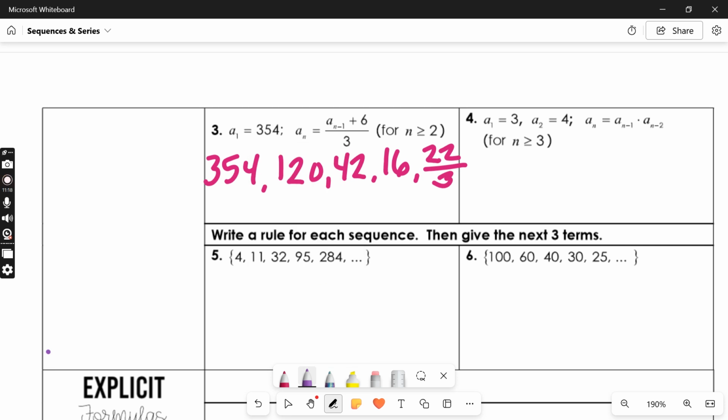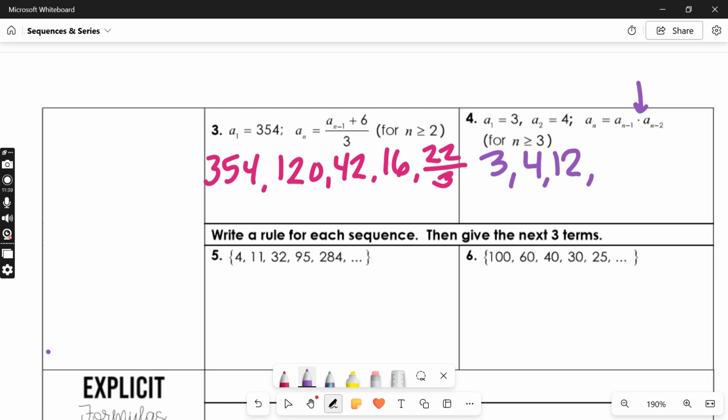Okay, first term is 3. Second term is 4. And this says multiply the 2 previous terms. So in this case, I'm going to do 3 times 4. 3 times 4 is 12.